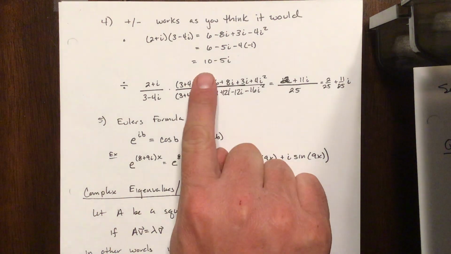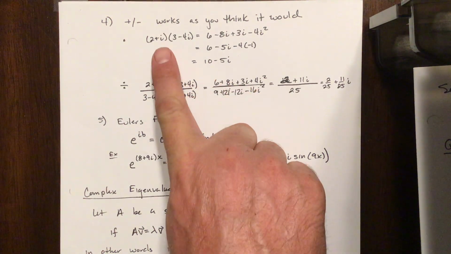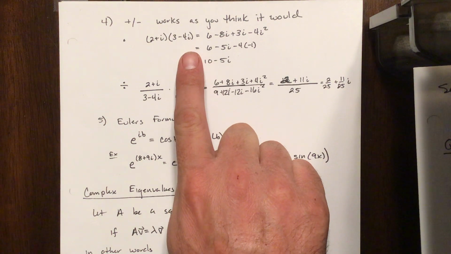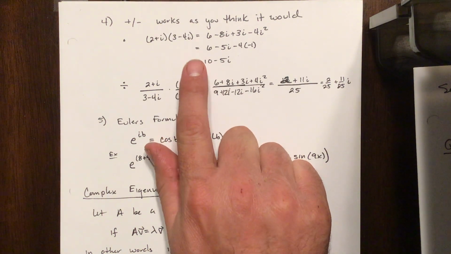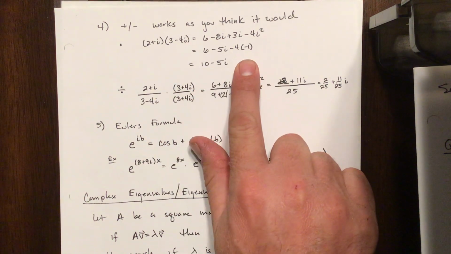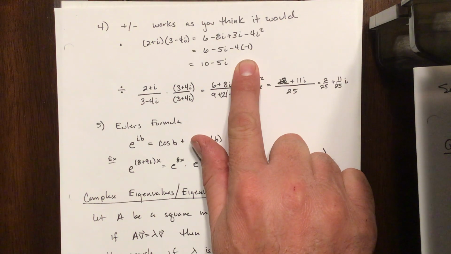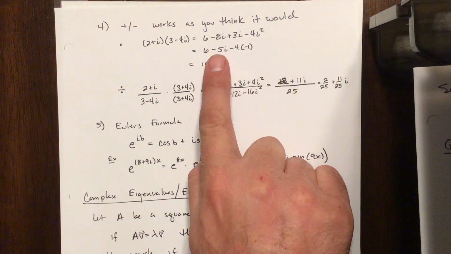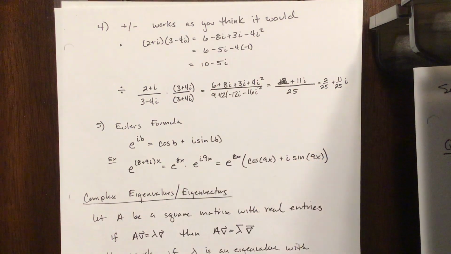Multiplication, okay, you FOIL. And just remember when you FOIL, multiply last: I and minus 4i. So that's minus 4i squared. But remember, minus 4i squared is the same as minus 4 times negative 1, which is becoming positive 4. So you get 6 plus positive 4 is 10, and minus 8i plus 3i is minus 5i.